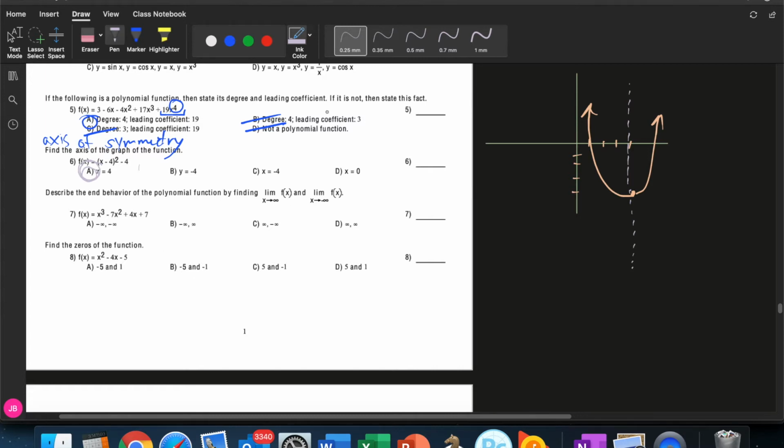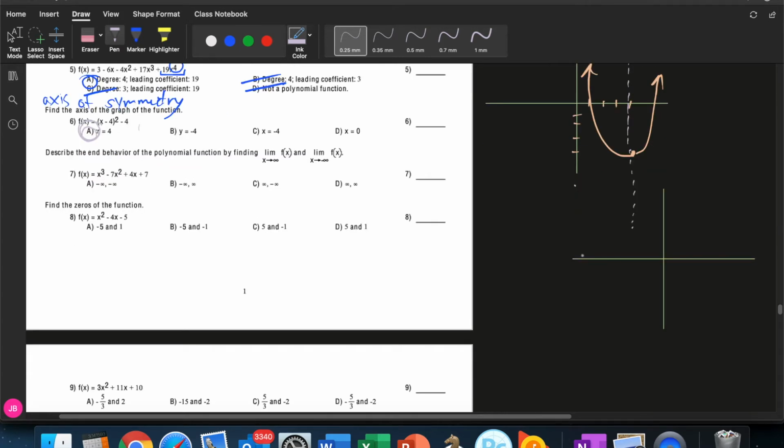Describe the end behavior of the polynomial function. Okay, we can do that. We've got to know a couple things. Number one, you could come up with the little chart that I showed you guys last time, the one that says even, odd, positive, negative. Or you could go ahead and graph this. But based on my knowledge of the chart, and if you don't know the chart, you need to go back and look it up.